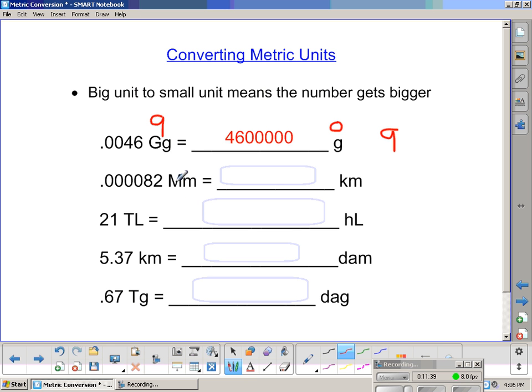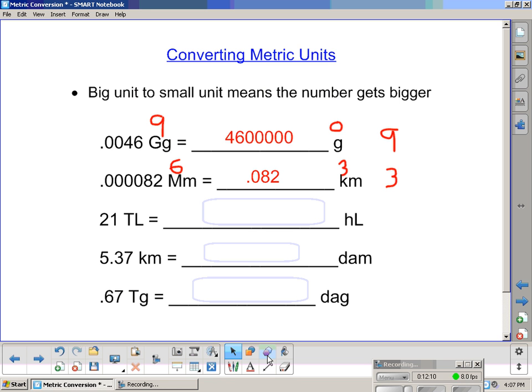Okay, mega, capital M, is mega, little m is milli. Don't get those confused. Mega is 6 decimal places and kilo is 3 decimal places. So for a difference of 3 decimal places, we're going to move this 3 decimal places, making the number bigger. So we end up with 0.082. We move the decimal 1, 2, 3 over to right here. We have 0.082.